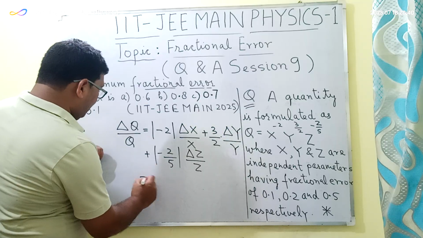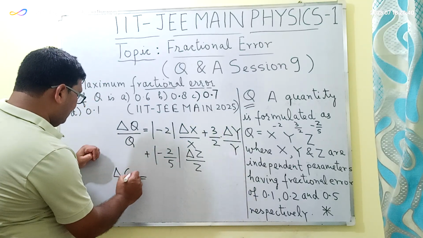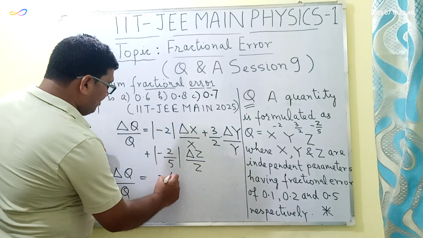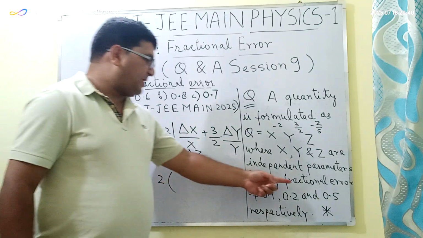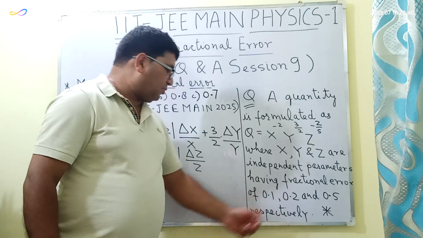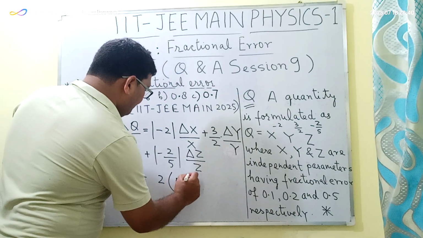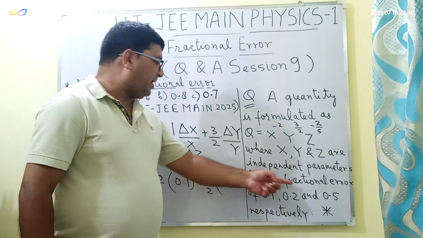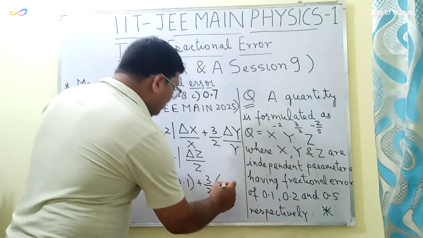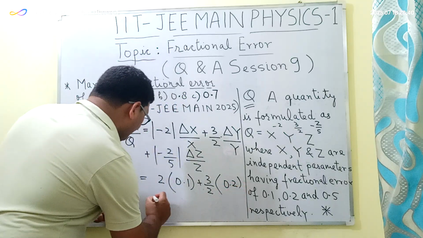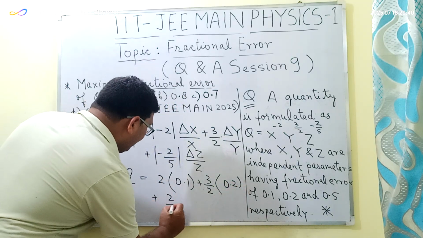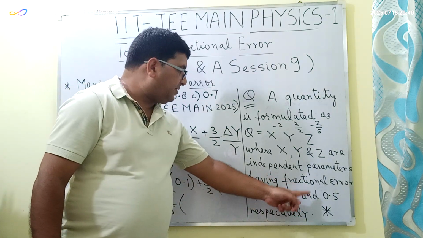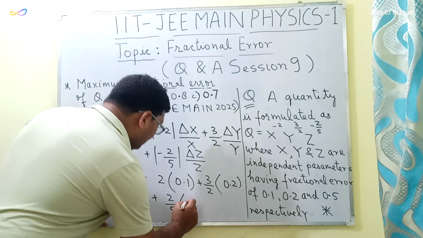So the fractional error or the relative error in the measurement of q will be equal to 2 multiplied by delta x upon x, which is the fractional error in the measurement of x, equal to 0.1, plus 3 by 2 multiplied by delta y upon y, the fractional error in the measurement of y, which is equal to 0.2, plus 2 by 5 multiplied by delta z upon z, the fractional error in the measurement of z, which is equal to 0.5.